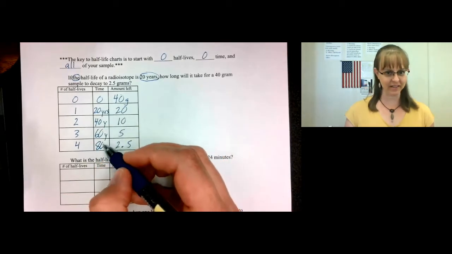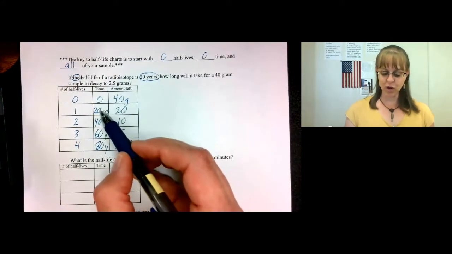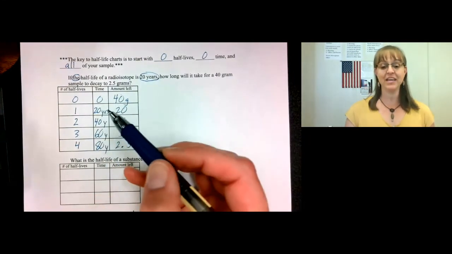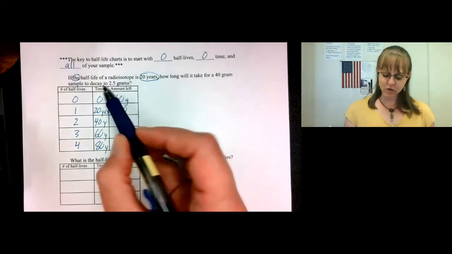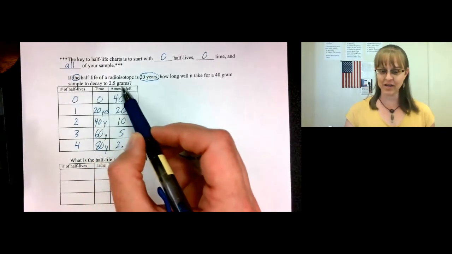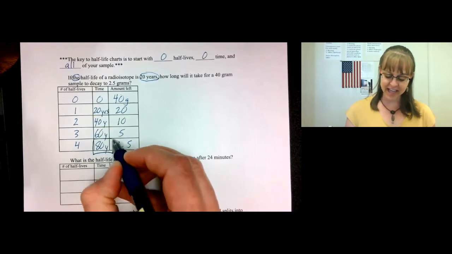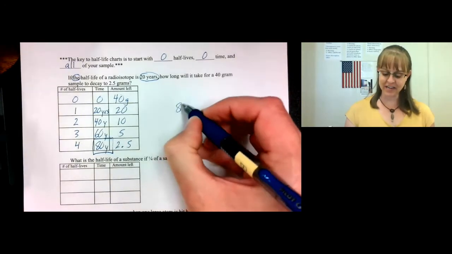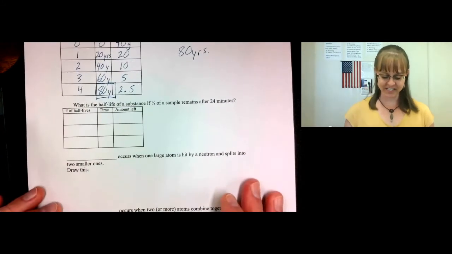Notice we're not doubling this. You only have the amount left. This, you go up by 20 years each time if 1 half-life is 20 years. So the final question asked, how long will it take to get down to 2.5 grams? To get there took 80 years. So 80 years is our answer. Let's look at another example.